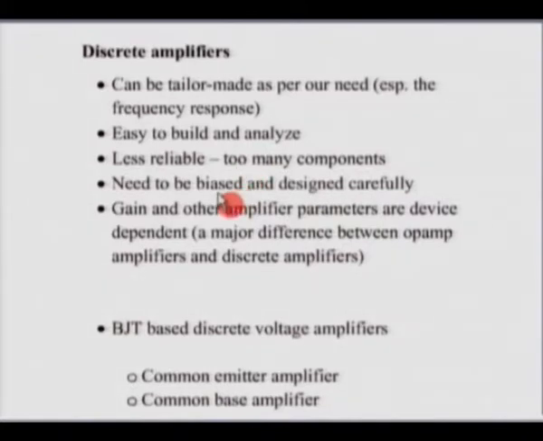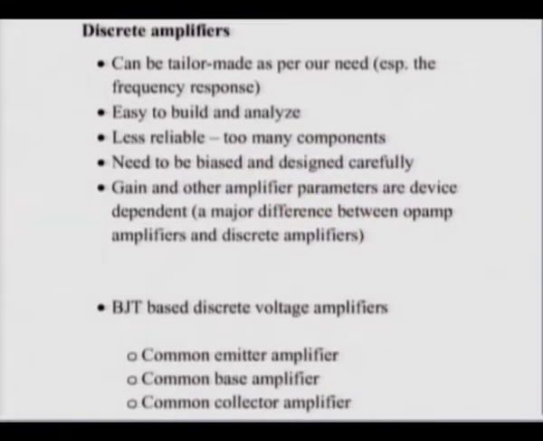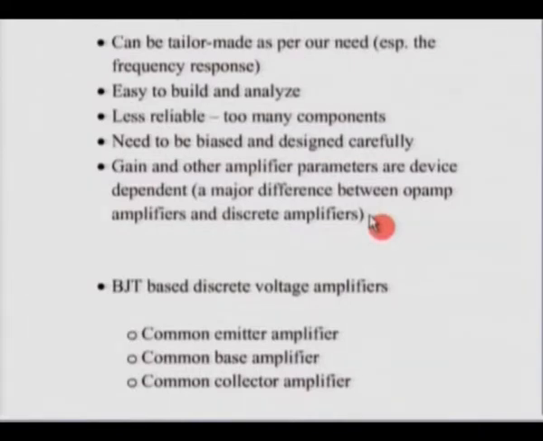Another very important thing to keep in mind is that discrete amplifiers need to be biased and designed very carefully. Also, in a discrete amplifier, the gain and other amplifier parameters are device dependent. If you compare this with an op amp amplifier, in an op amp the gain is independent of the device parameters, whereas in a discrete amplifier, even when negative feedback is applied, only as an approximation can we take the gain to be independent.